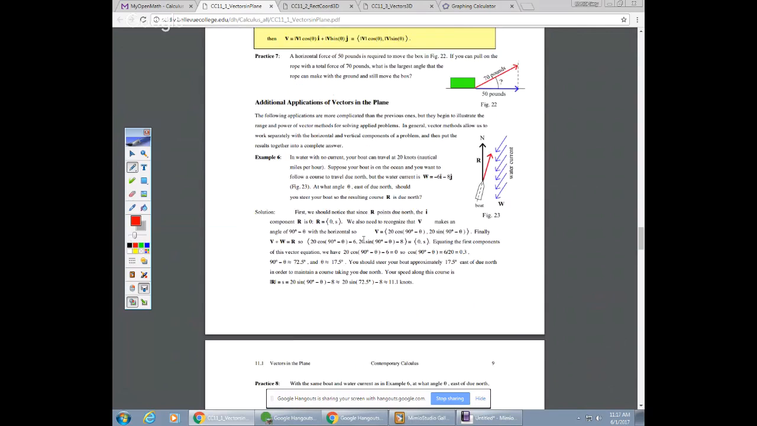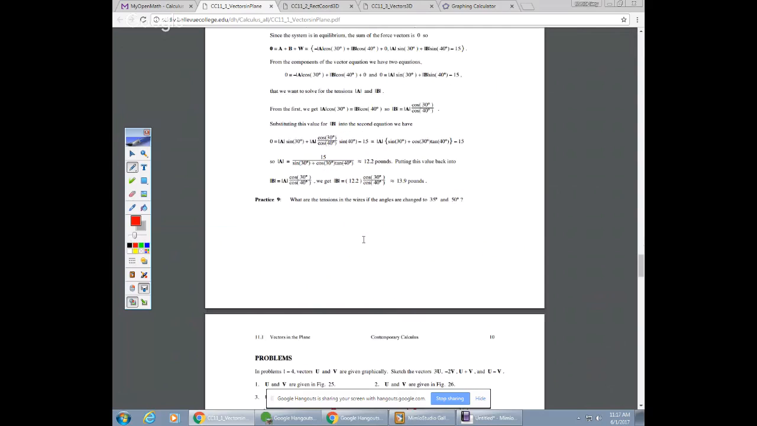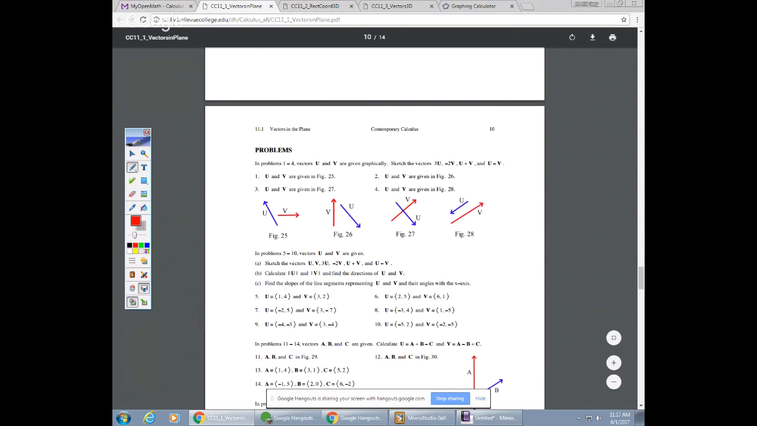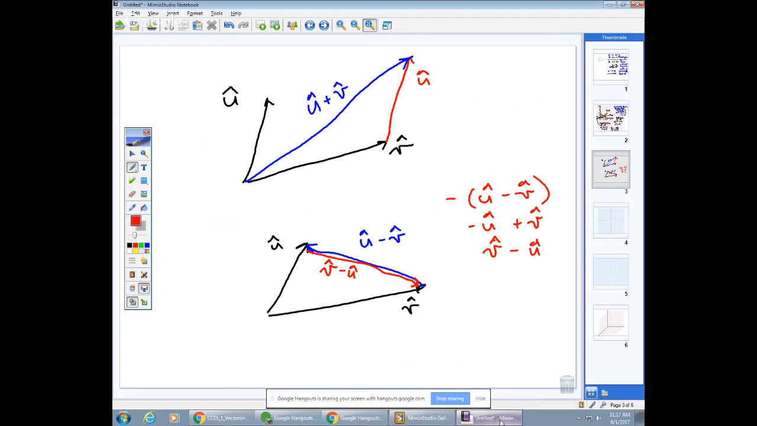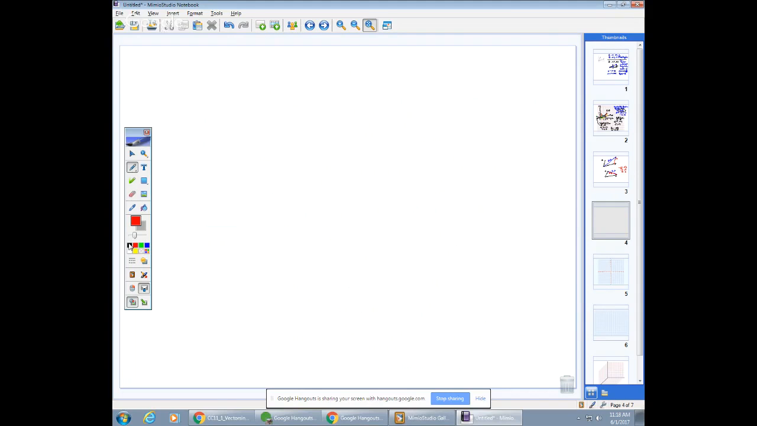Let's see. Oh, unit vectors. We need to play with unit vectors a little more. Okay. Unit vectors. All right. So one more boring problem, and then we'll do something more exciting. So unit vectors. They're just vectors of length 1.